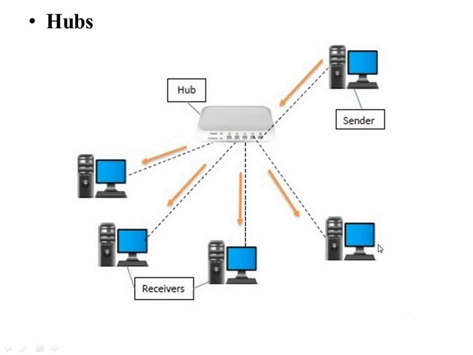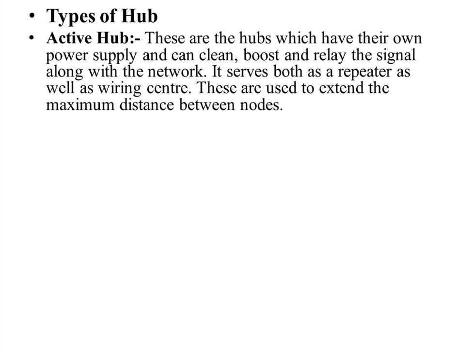Now there are different types of hubs available. So the first one is the active hub. These active hubs have their own active power supply, and they have a facility of cleaning, boosting and relaying the signal. That means it will clean the signal. Whatever noise is there, that noise is filtered out, the signal is boosted and it is relayed. So this is the facility available with the active hub.